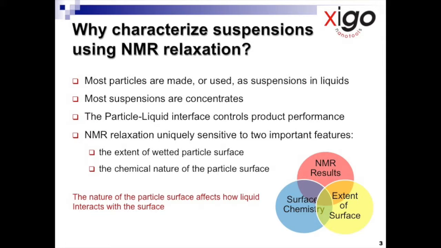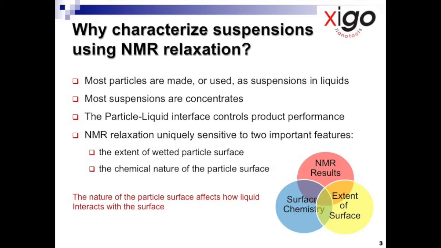Nuclear magnetic resonance relaxation is uniquely sensitive to two very important features of the particle-liquid interface. First is the extent of the wetted particle surface, and in here we can include size, shape, morphology, and indeed porosity. It's also sensitive to the chemical nature of the particle surface, the surface charge, the type of functional groups on the surface, because this affects the wetting itself. And the nature of the particle surface, no matter what you have, affects how liquid actually interacts with that surface to give you the suspension that you want.